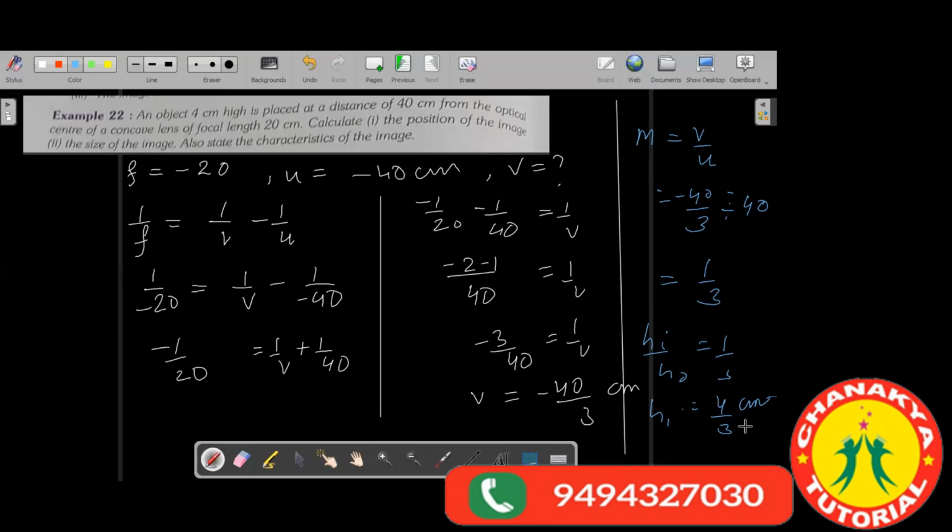And right now we can move forward. Here are the questions of lens. Right now we move forward to the power of a lens. So let's see what the power of a lens is. What do we mean by power of a lens?